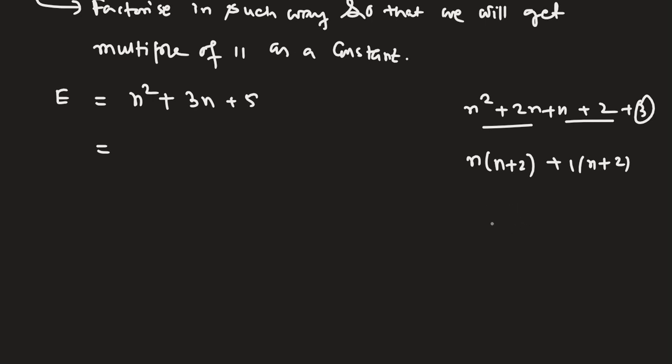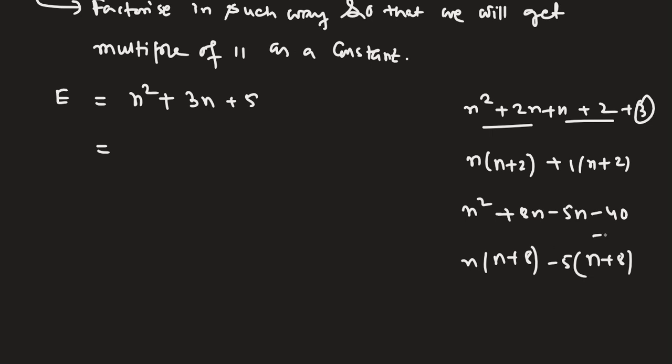So 3 plus 2 plus 1 is not working. Then if I take 8 and 5, what will happen, n square plus 8n, so n common, n into n plus 8. But I required 5n, so it will be minus 5n, then minus 40, then plus 40 we have to add, then 45. So we are getting 45, but this 45 is again not a multiple of 11, so this is also not working.